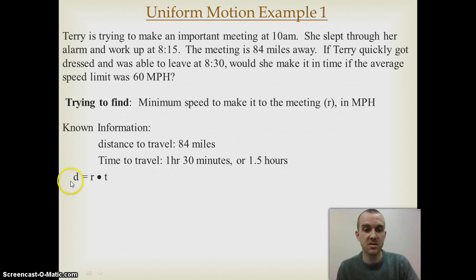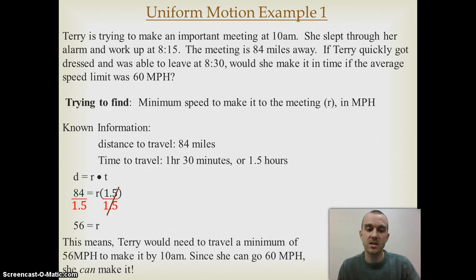We know our distance, we know our time, and we're going to solve for the minimum speed we would need to travel. We divide both sides by that 1.5, and we get 56. Now what does that mean? Well, what that means is that she would have to travel a minimum of 56 miles an hour to arrive at the meeting by 10 a.m. Well, since she can go 60 miles an hour, she can travel a legal speed limit and should make it there with several minutes to spare.